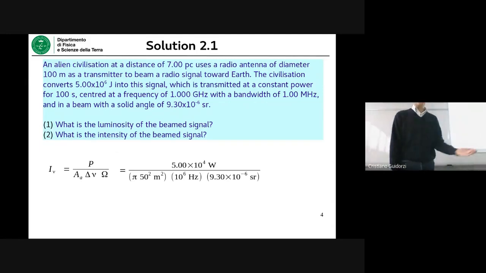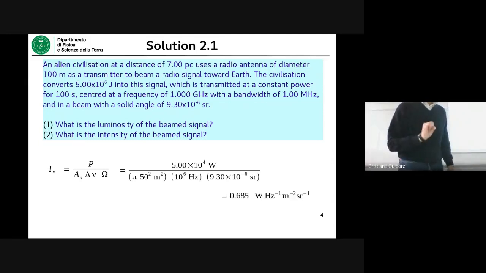Pay attention to the area. It gives you the diameter. So 100, so you have the area, of course, is pi radius squared, so the radius is 50 meters. The bandwidth is 1 megahertz, so 10⁶ hertz, and the omega, the solid angle, is the one already provided in steradian. So make sure the result is this one. It's an intensity, so watts, so joule per second, per hertz, per square meter, per steradian.